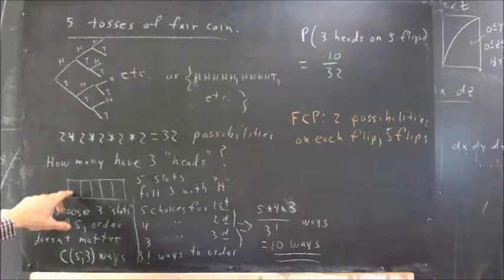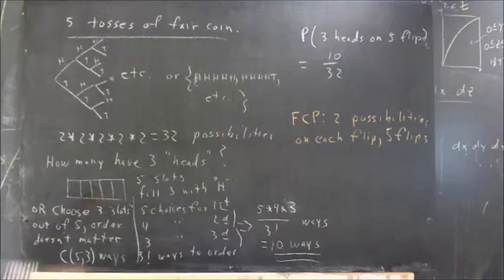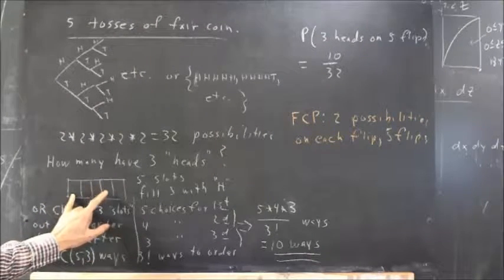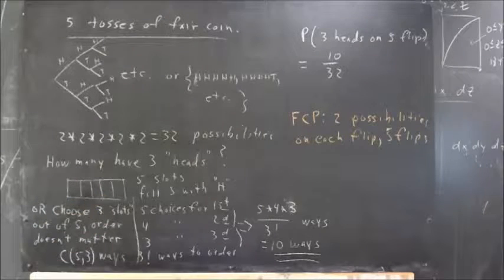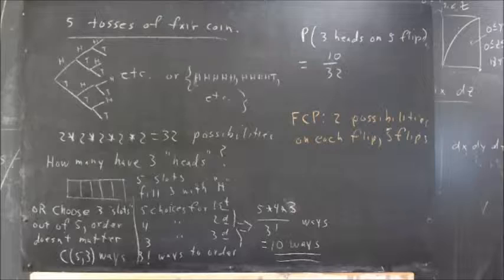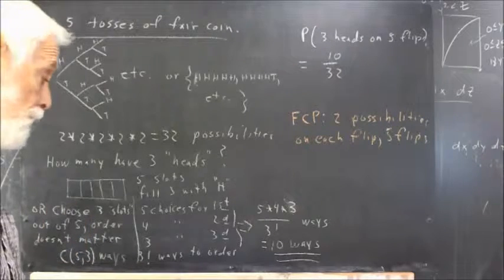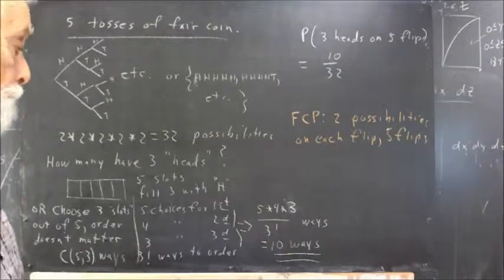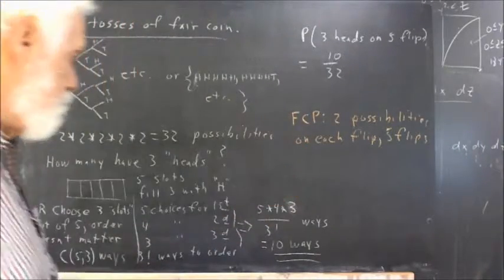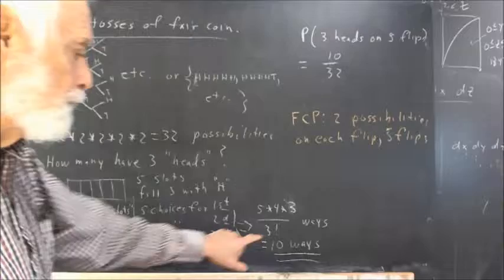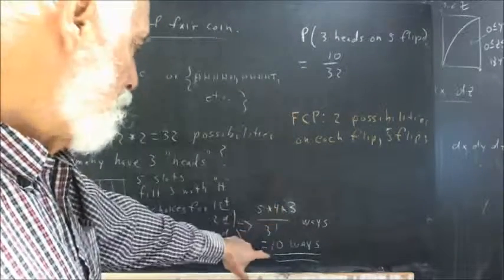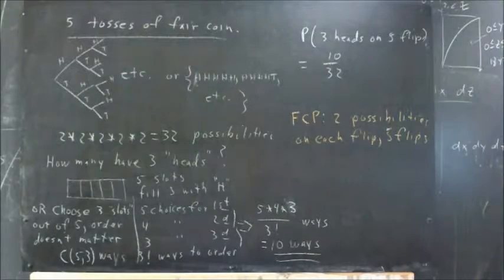We'd still get heads, tails, heads, heads, tails if we had heads in these three slots here. This one, and this one. Okay, well, so that reasoning, which should be very familiar to us from the preceding chapter, says that there are 5 times 4 times 3 ways to choose these in order, divided by the 3 factorial ways to order these choices, and that comes out, and you can calculate that easily, to be 10 ways.